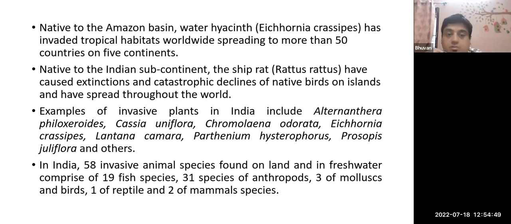Similarly, we have another plant known as Lantana camara. It has very beautiful flowers. It is a kind of shrub which was first introduced by the Britishers in the Calcutta Botanical Garden, because the flowers of this plant are very good looking, and for ornamental purposes they were introduced.